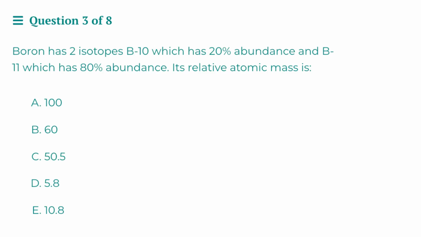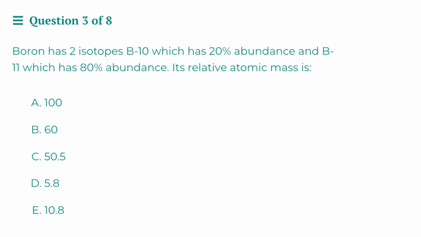This question says, boron has two isotopes, B10, which has a 20% abundance, and B11, which has an 80% abundance. And the question asks, its relative atomic mass is therefore which of the following? 100, 60, 50.5, 5.8, or 10.8. So before we do any calculations, let's review the question in more detail so we understand all of the nuance here.